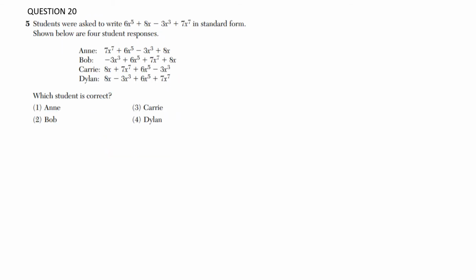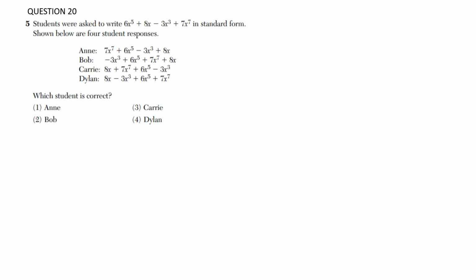So in question 20, it asks, students were asked to write 6x to the 5th plus 8x minus 3x cubed plus 7x to the 7th in standard form. Shown below are 4 student responses. So we have Anne, Bob, Carrie, and Dylan, and it asks us which student is correct.